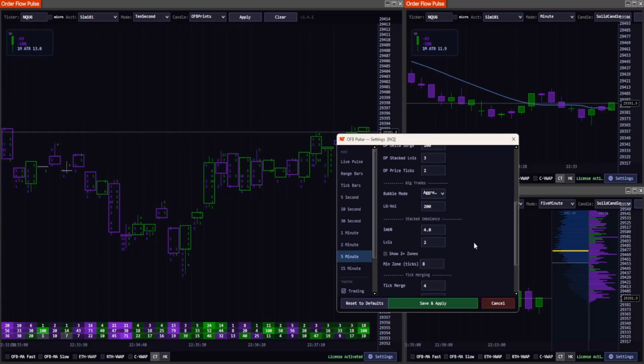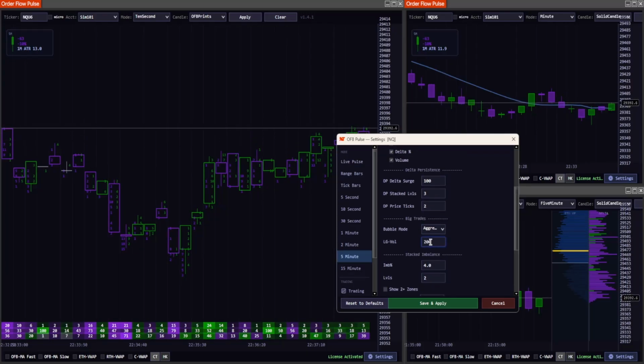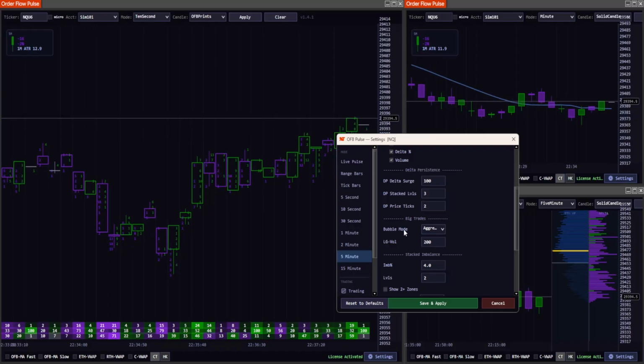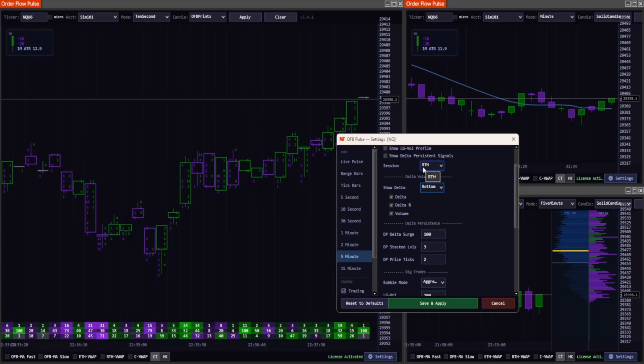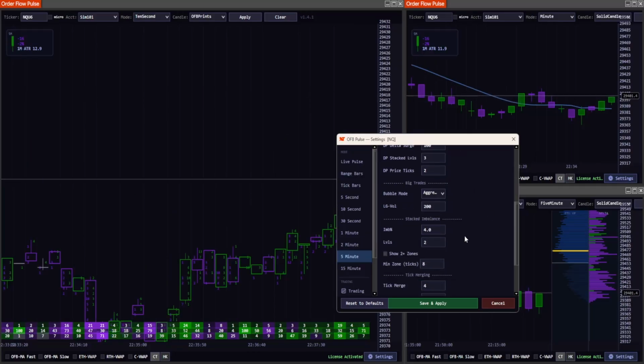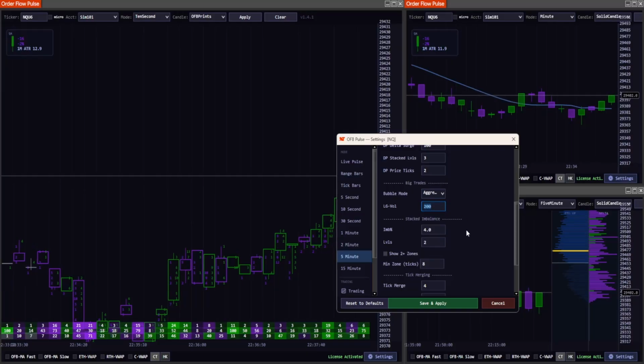The bubble mode is aggregated 200. I normally try to keep the 1 minute and the 5 minute the same as far as the mode and the large volume. That's aggregated, 200. Again, if you don't see any bubbles, make sure this is set to RTH, real-time trading hours. If you still don't see any bubbles, you can set this to 10 or 20, and you should see little tiny bubbles show up. Then you know it's working. Then you can set it up to like 50, 100, 150, 200, whatever you want.